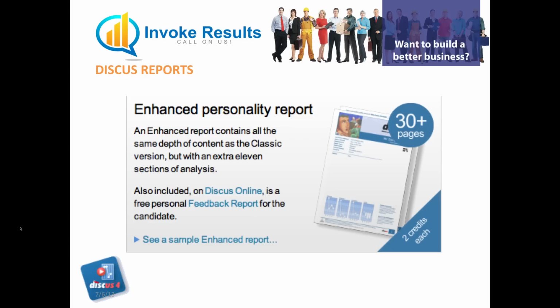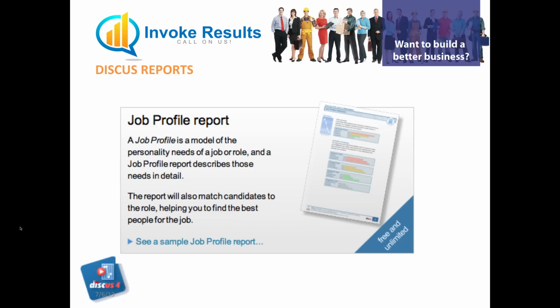We have an extension on that called the Enhanced Report, which is going to give you a lot of extra depth from the Classic, with an extra 11 sections. For example, it'll talk about how a person might be in a customer service role, and a sales role, and a leadership role, what they might be like as a team player. It'll give you questions to ask at interview to explore some of their strengths and some of their limitations, to see if this limitation is going to have a big impact on us when they come in. And bear in mind that could be internal or external recruitment. So that's the enhanced report.